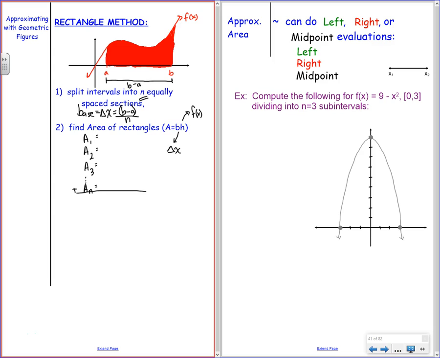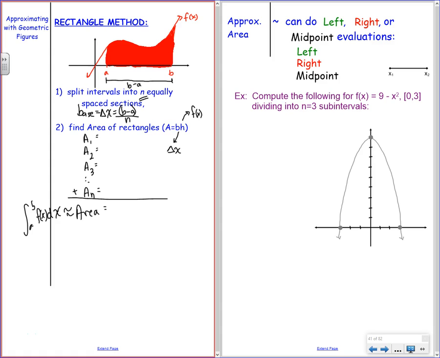But after we add up together, if you guys can't read this bottom one, it's a to the n. After we find the areas for the n rectangles, we would add them all up, and that area, whatever that is, would approximate the definite integral from a to b of f of x dx. And the more rectangles we have, the better the approximation. Okay, and that brings us up to this page.